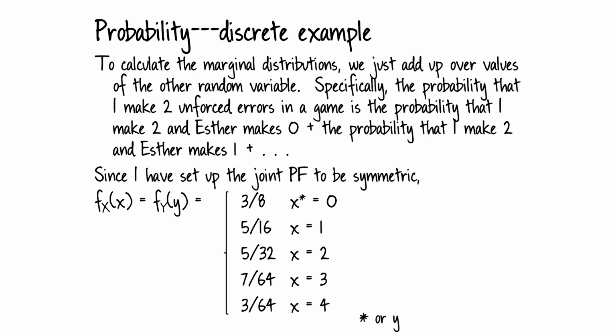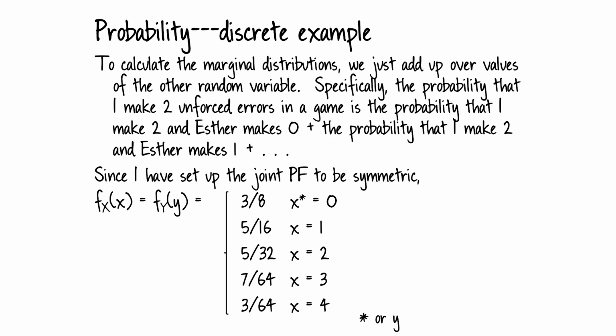Okay, so if I do that for all the values of X, I get the following marginal distribution. The probability that big X is equal to 0 is 3/8. The probability that it's equal to 1 is 5/16, and so forth. And it turns out that the marginal distributions of our errors are exactly the same.